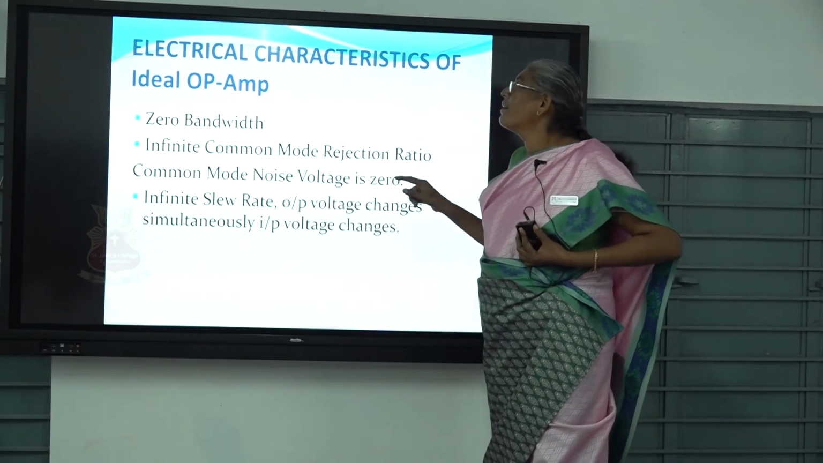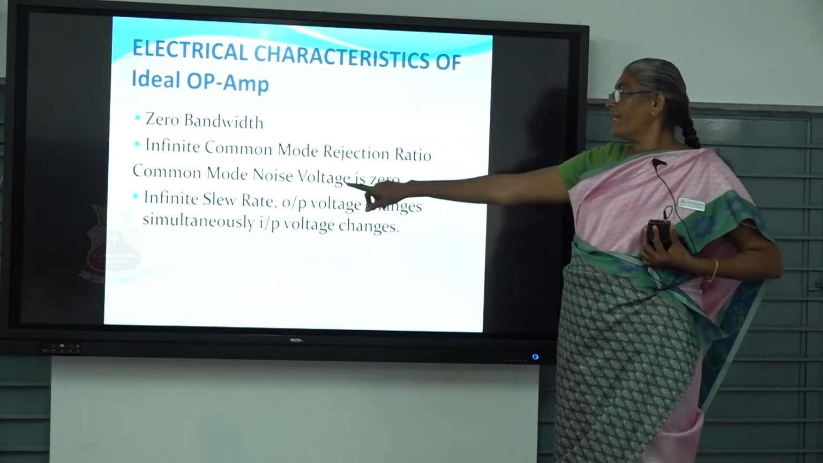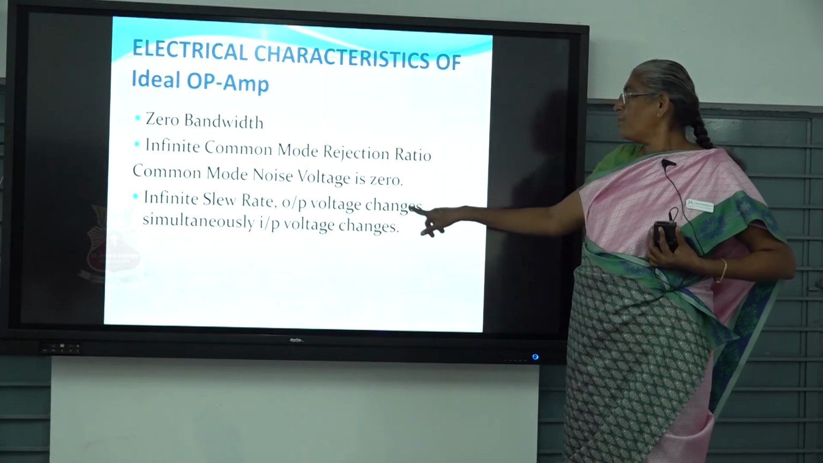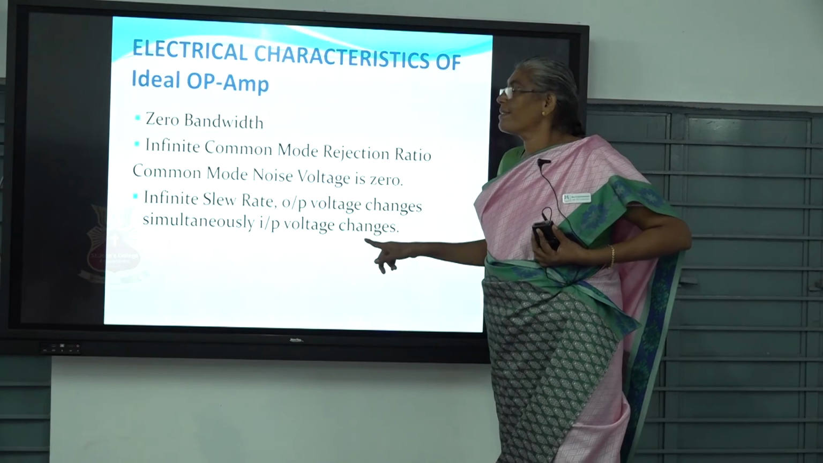Infinite slew rate. In the electrical characteristics of the ideal op amp, with infinite slew rate the output voltage changes simultaneously as the input voltage changes.